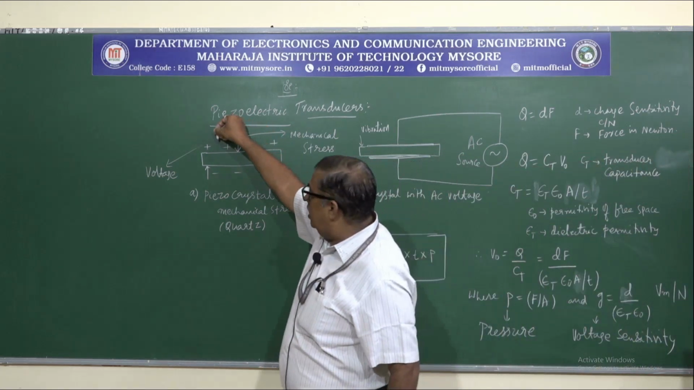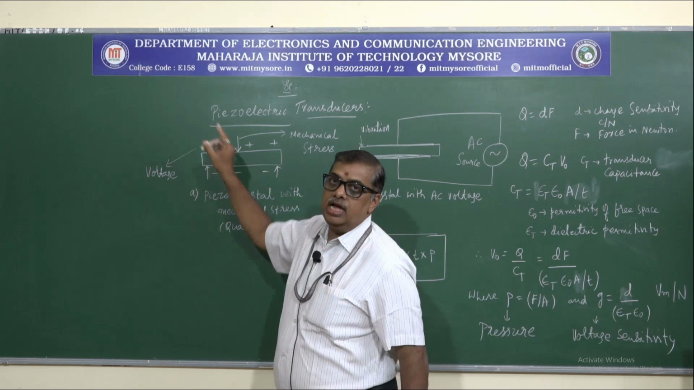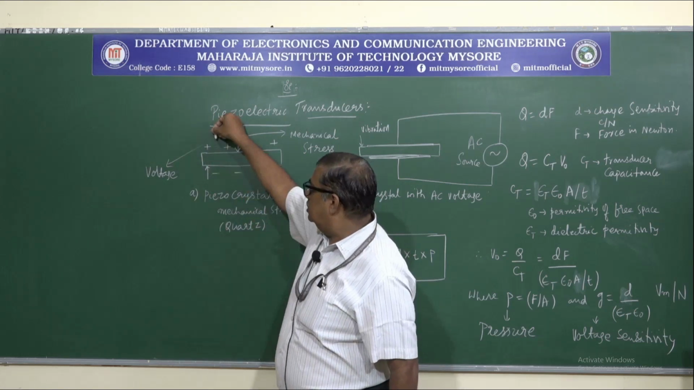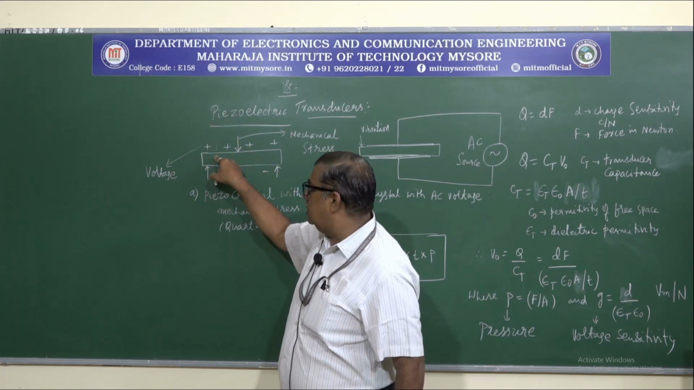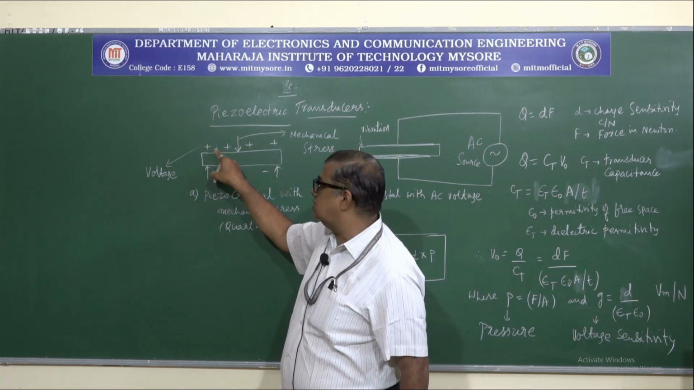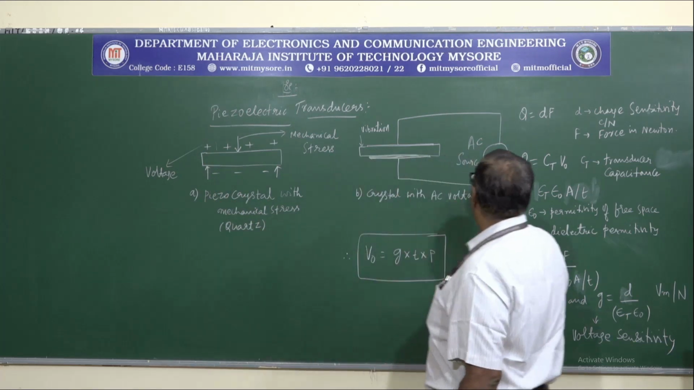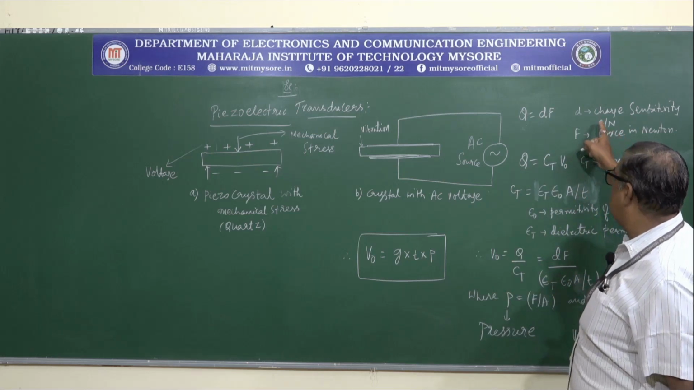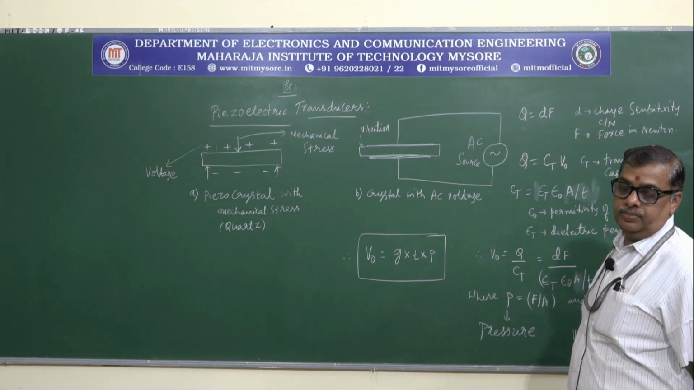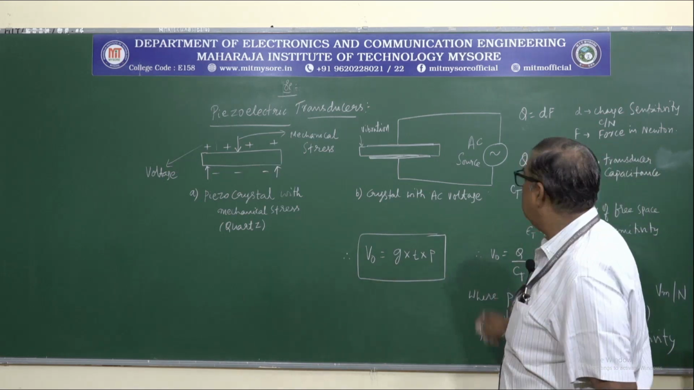Now, if you apply force on this, it is going to generate a charge. The force is applied from top to bottom like this, and the charge is generated, and that is called Q. And what is the unit of this? It is expressed in Coulomb per Newton. Why is Newton required? Because we have to apply force, is it not?